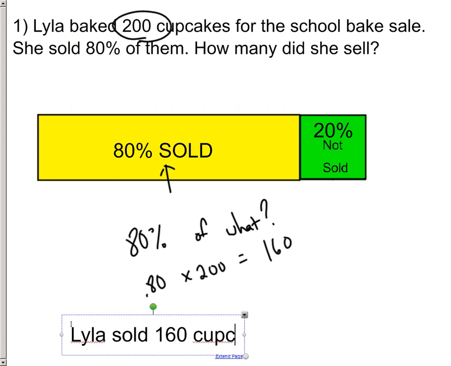160 cupcakes. Now, if we had changed the question to how many did she not sell, we'd be more interested in this 20%. So it's this idea of how these percentages fit together. If they give you one percent, understand that there's usually another percent that would add together with it to be 100%. So if we're talking about 80%, there's also an unspoken 20%. And then you just need to make sure that you understand what each percentage represents. In this case, sold and not sold.